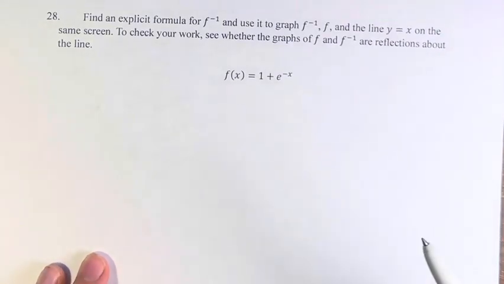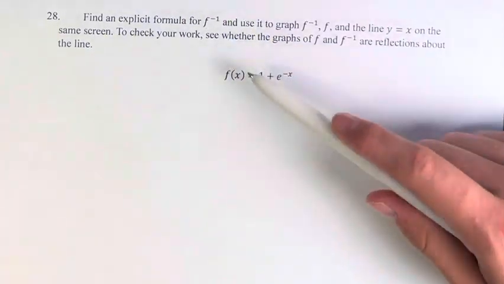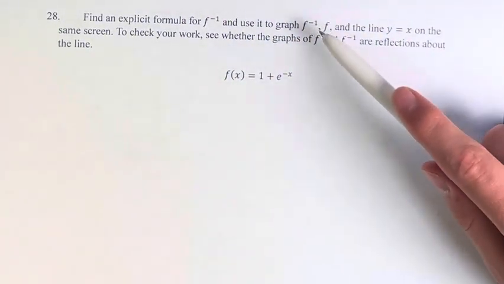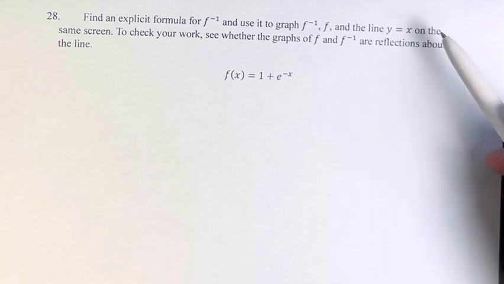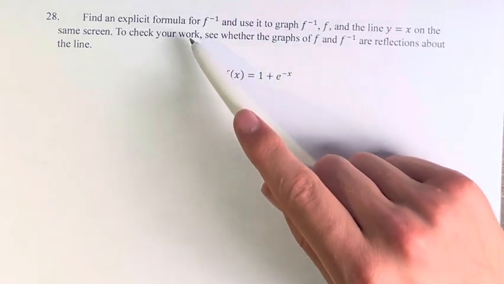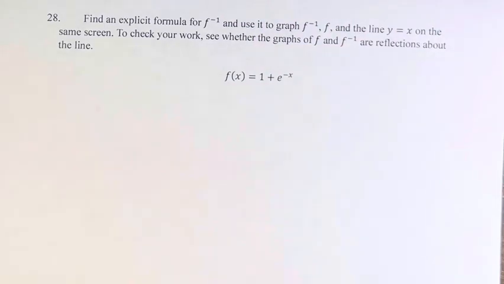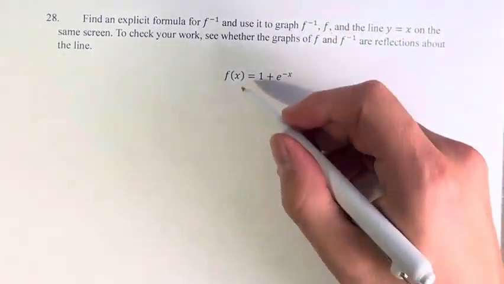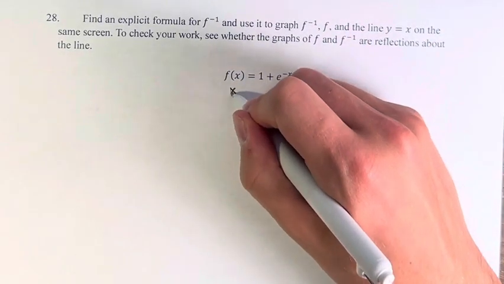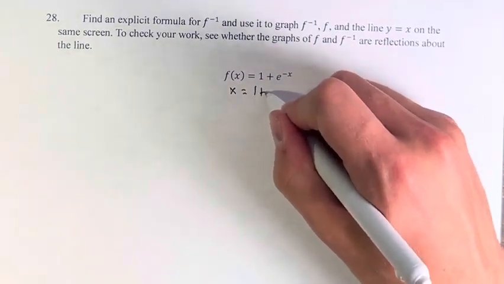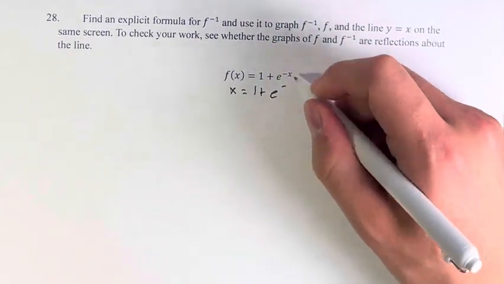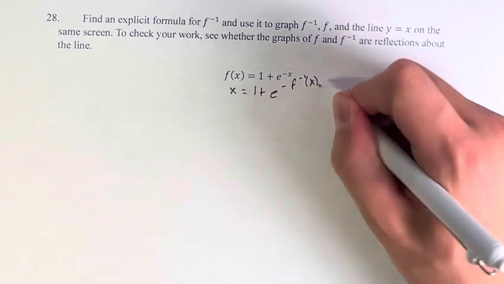In this problem, we're asked to find an explicit formula for the inverse of f and use it to graph the inverse, f, and the line y equals x on the same screen. And to check our work, see whether the graphs of f and f inverse are reflections about the line. So to find the inverse of this function, wherever we see f, we replace it with x. And wherever we see x, we replace it with f. Except this time, it's the inverse.